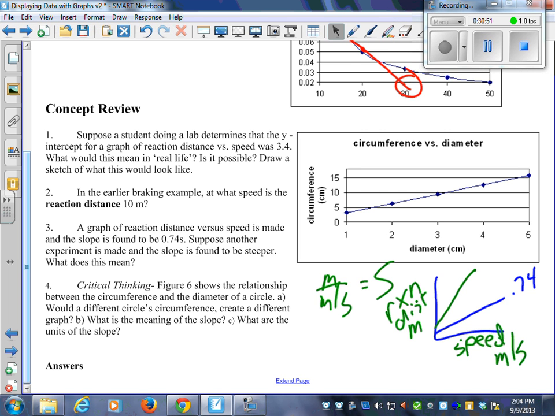A graph of reaction distance versus speed is made and the slope is found to be 0.74, like our original. Suppose another experiment is made and the slope is found to be steeper. I think we've already answered this question. What does it mean? Yeah, the reaction time is much slower, a bigger number. Reaction time is much bigger.